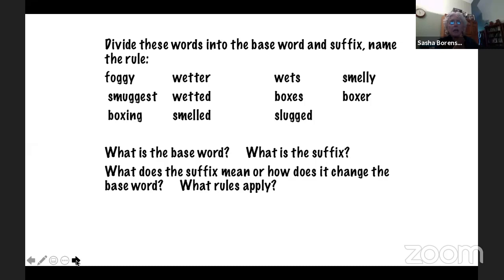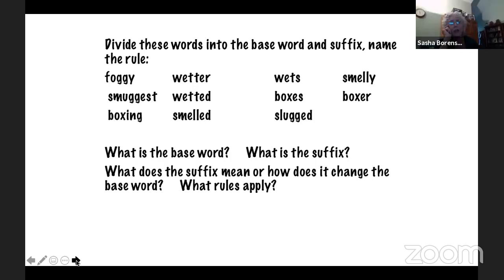I'm going to say, I want a very brave soul, and it's probably going to be Laura or Deb to do this with me. So I'll do one with Laura. Laura, my word is smuggest. It's on the second line, first word. If you were going to divide or separate that word into the base word plus the suffix, what would your base word be? Smug. I agree. What's your suffix? Est.